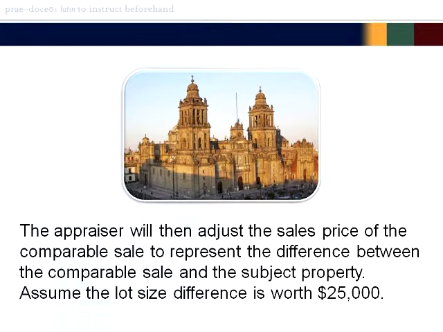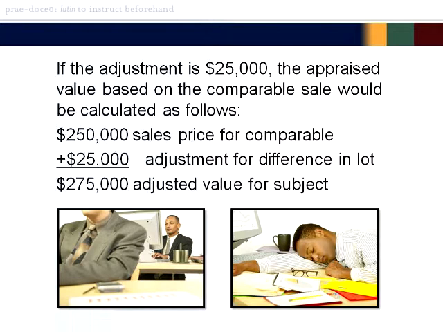and the subject property. Assume the lot size difference is worth $25,000. If the adjustment is $25,000, the appraised value based on the comparable sale would be calculated as follows. $250,000 sales price for the comparable, plus $25,000 adjustment for the difference in lot, $275,000 adjusted value for the subject.